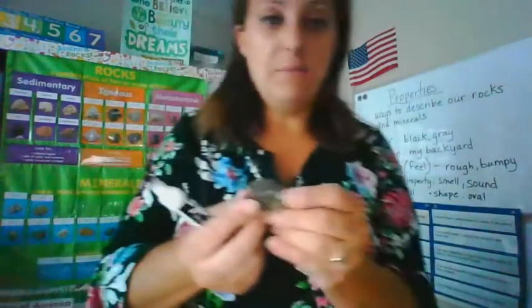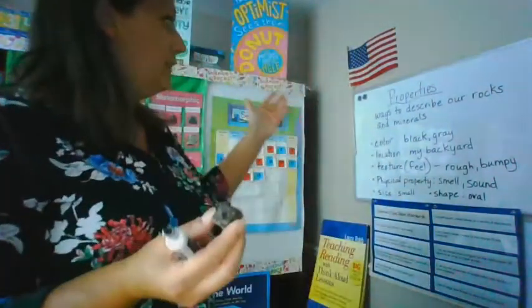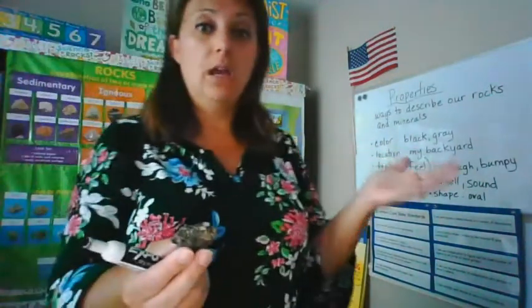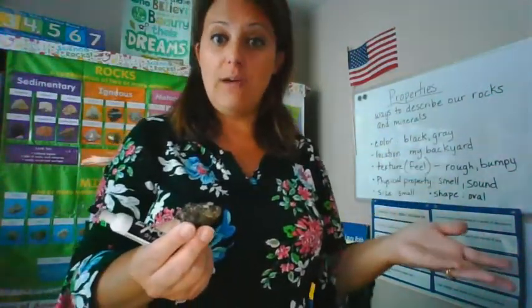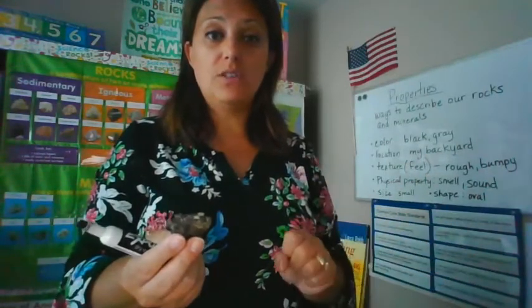So your first assignment is to go outside and find a rock. What I want you to do in our discussion board is tell me about these basic properties of whatever rock you found. I want you to tell me about the color, the location, the texture, how it feels, and any of the physical properties: the smell, the sound, how big it is, and the shape of it. And you can post your discussion in the discussion board. Properties of our rocks and minerals.